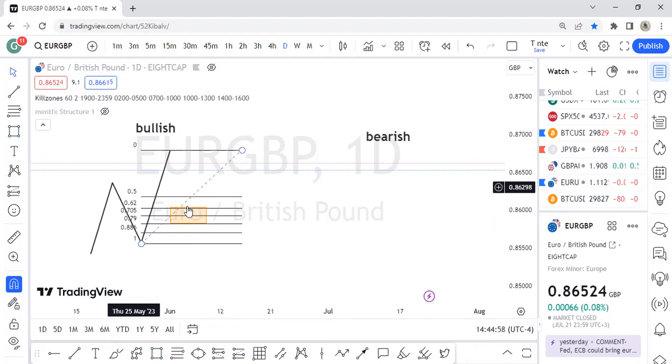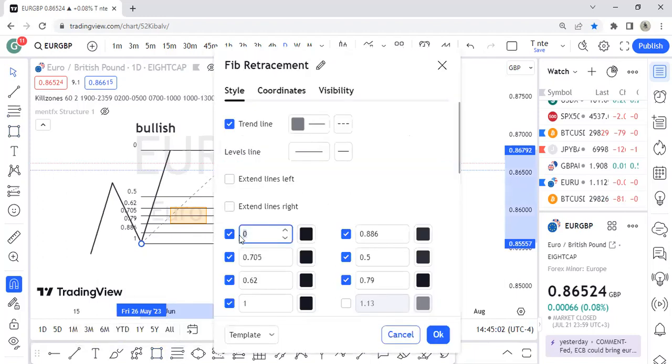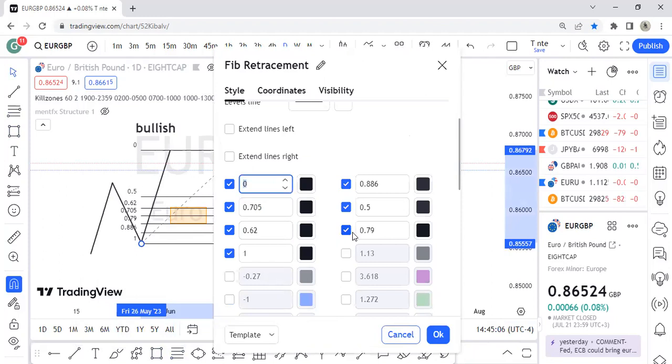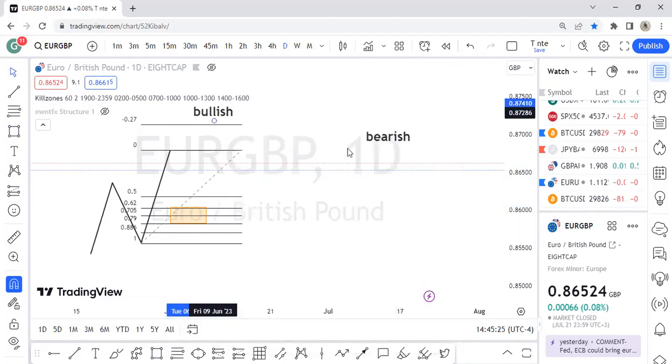So you simply bring up the Fibonacci, come to the settings, and put in 62%, 79, and 71. But I like to put 62 to 79. That's all you're looking at, and then you put OK, right? And then you also want to insert the minus 0.27 level. That is where you'll be getting your profit targets, right? So there's a profit target for this simple model I'm giving you guys. That's all you're looking at for this.